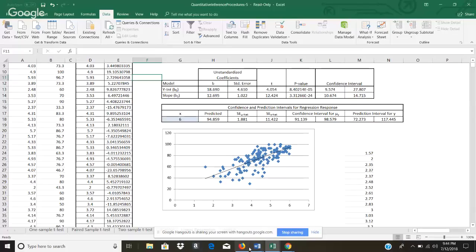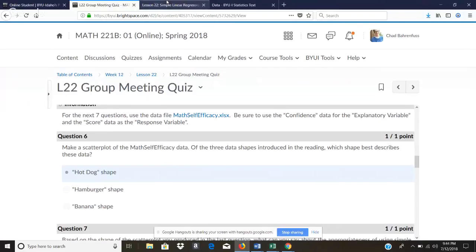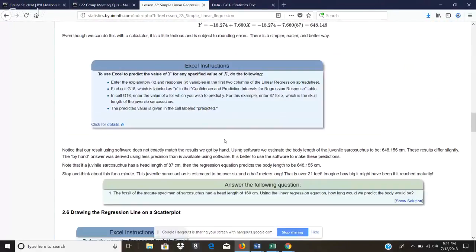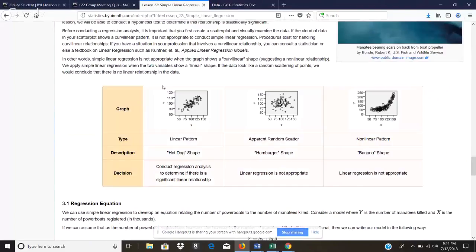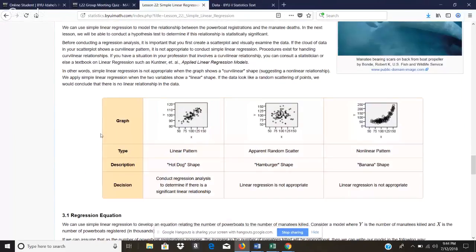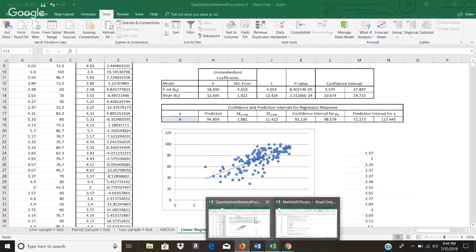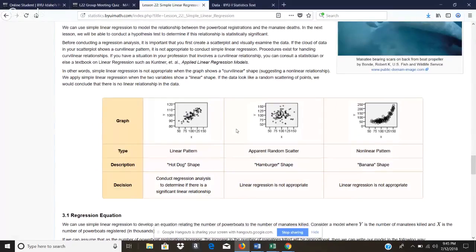So in the book, you go down a little bit, and underneath, I think it's under crocodile. Oh yeah, under the manatees, this manatee power boats. It gives you hot dog shape, hamburger shape, or banana shape right here. I looked at these little tracks, then went back to mine and realized, oh, it looks like a hot dog. I mean, it seems like it's more centered. Yeah. Okay. So it's the linear path.